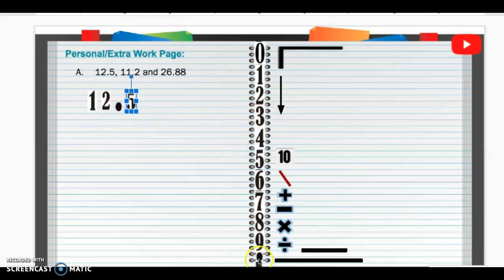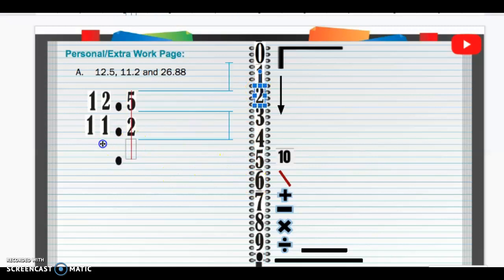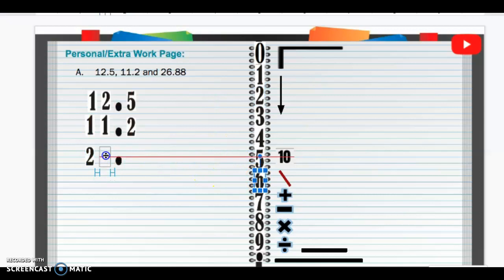Then we have to line up our decimal points when we're adding. And then we put our 1, another 1, and then a 2 in the tenths place, underneath the 5 in the tenths place. And then we put our decimal point down. And we say 2, 6, 8. Notice the place values are all together, all lined up.